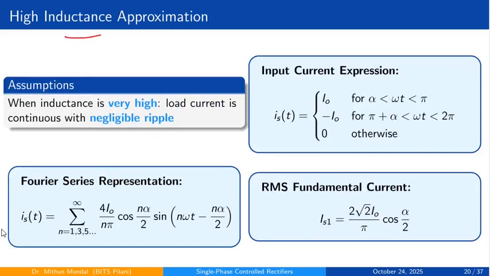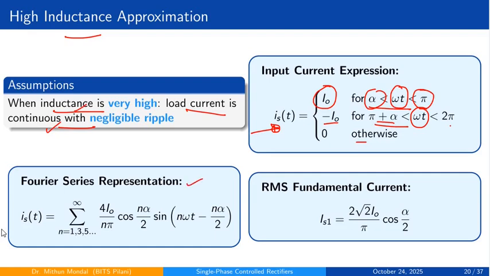If you have high inductance in the circuit, with the assumption that the inductance is very, very high, then the load current is continuous and you will have negligible ripple. So the expression for the output voltage for different conduction periods: from omega t alpha to pi, you will be getting the output I naught, and for omega t from pi plus alpha to 2 pi you will have minus I naught, otherwise it will be 0. So if the inductance is high, then the load current is continuous. This is the main point to be remembered, and you will not have any ripple in that.